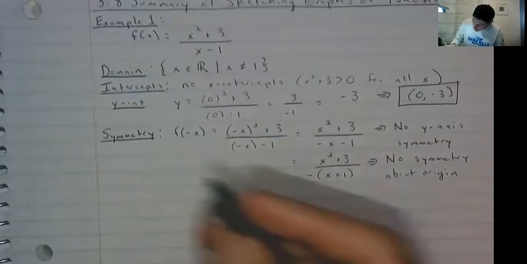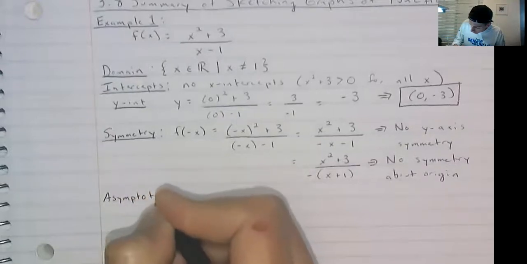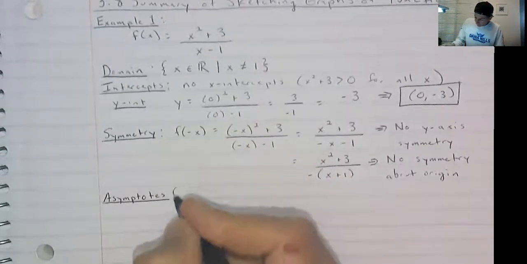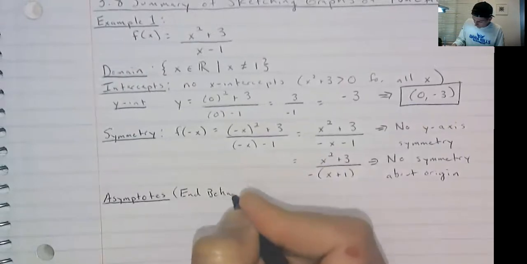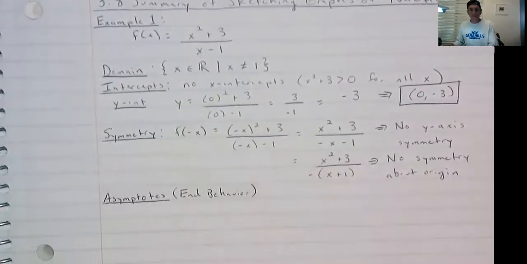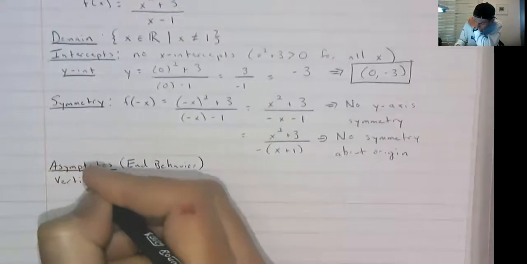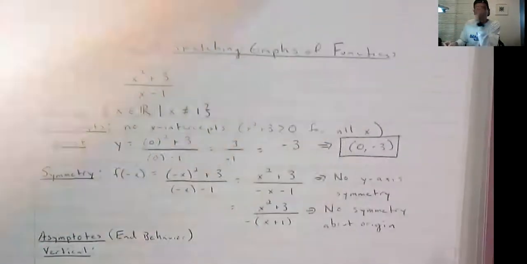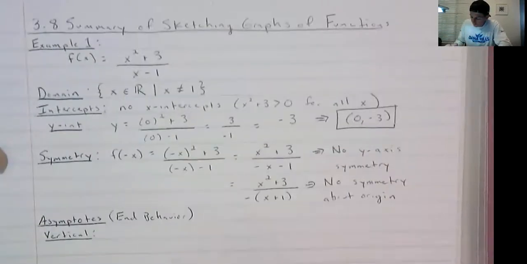So the asymptotes. Probably one of the funnest words in the English language to spell. Another way to think about asymptotes is our end behavior, kind of synonymous. Vertical, we already talked about that. Vertical is going to be that hole in our domain. Can't plug in 1 for x. You have a vertical asymptote there, so x equals 1.